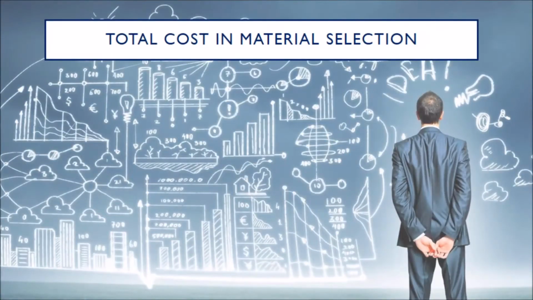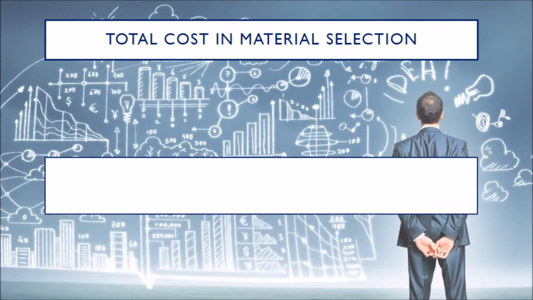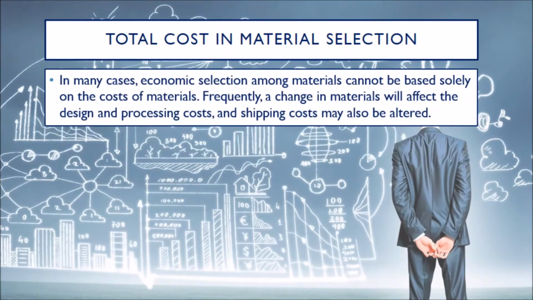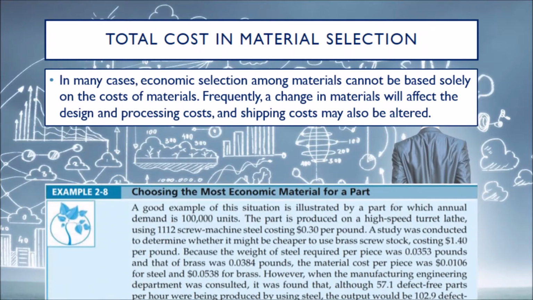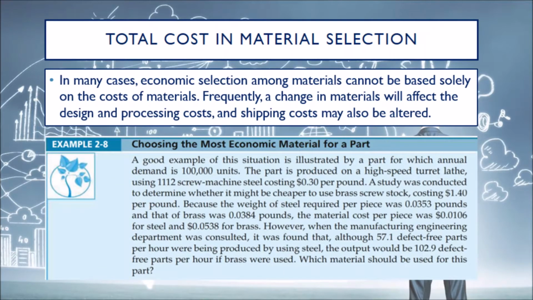Total cost in material selection. In many cases, economic selection among materials cannot be based solely on the cost of materials. Frequently, a change in materials will affect the design and processing cost, and shipping cost may also be altered. Okay, we have example 2-8. Choosing the most economic material for a part.